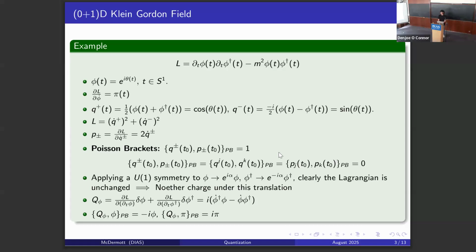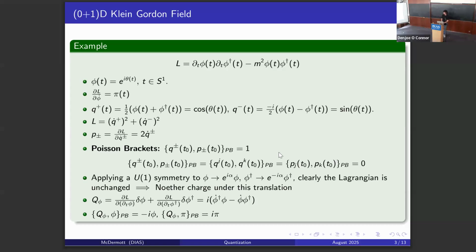So computing the Poisson brackets between our generalized momenta and generalized coordinates, we can see the only one that will return anything non-zero is when they're both in the same phase, or when they're both plus or minus for q and our momenta. There's also a U(1) symmetry applied to our fields phi, and clearly the Lagrangian is unchanged under this transformation of coordinates.